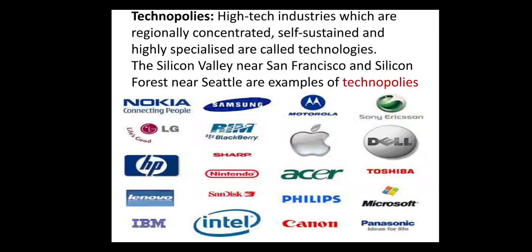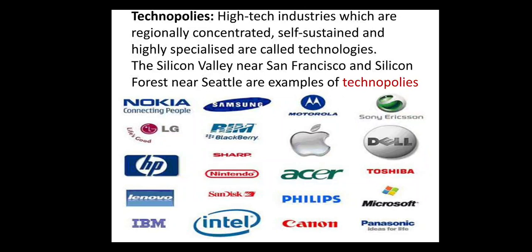Next is Technopolies. Techno means technology. Polis means cities. So if a particular town or city has a large number of modern IT based industries, that particular town or city is called Technopolis. Why? Because that particular town or city has a large number of modern high-tech based industries.